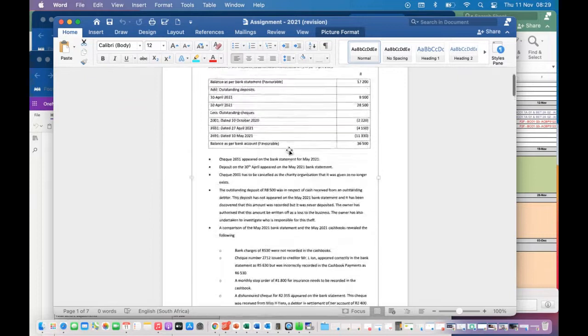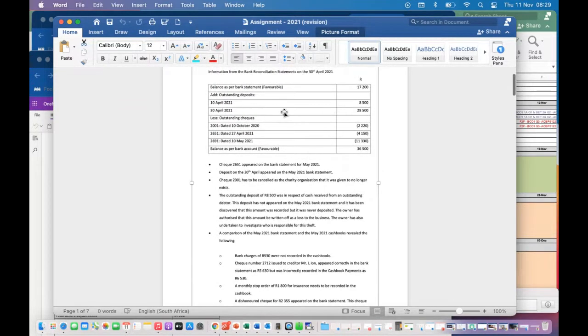The outstanding deposit of 8,500. Can you see that's the other outstanding deposit that we have in the bank reconciliation for April? All right, 8,500. Let me read it from the beginning. The outstanding deposit of 8,500 was in respect of cash received from an outstanding debtor. The deposit has not appeared on the May bank statement, and it has been discovered that this amount was recorded, but it was never deposited. The owner has authorized that this amount be written off as a loss to the business. The owner has also undertaken to investigate who is responsible for this theft.